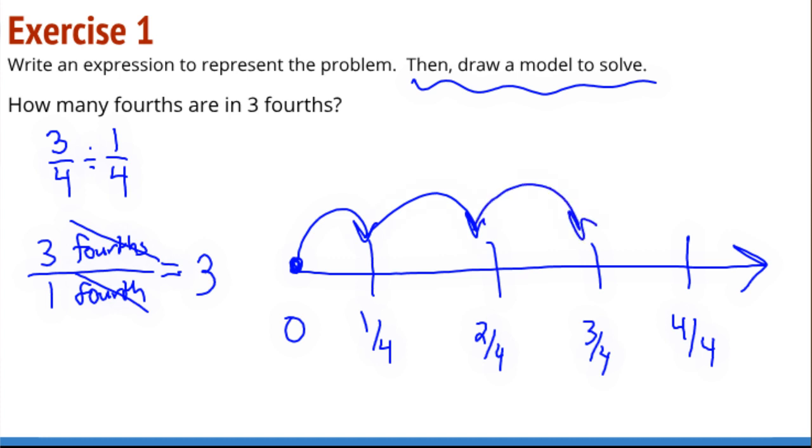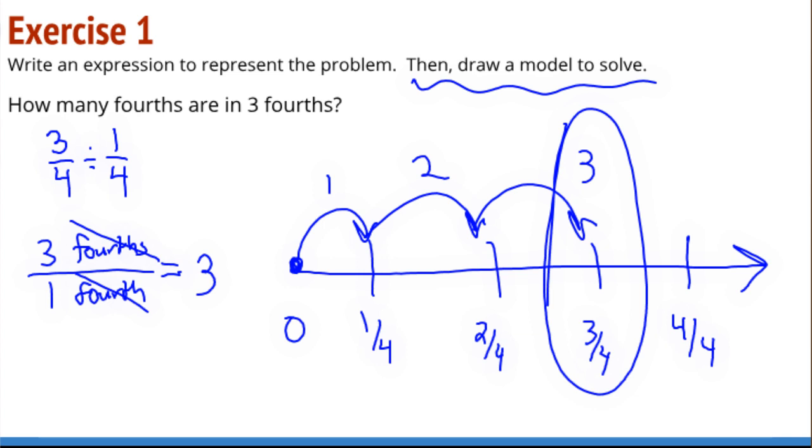So I've counted up by fourths. So there's 1, 2, 3. There are 3 1/4ths in 3/4.